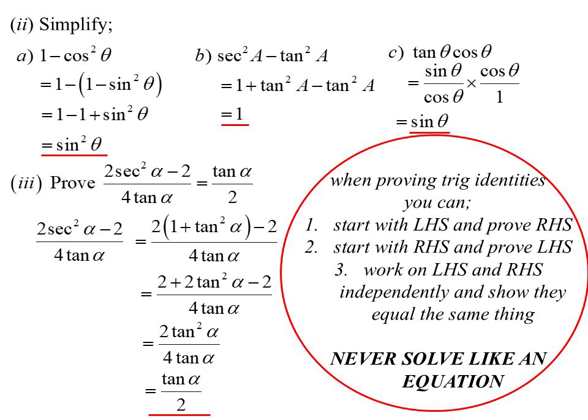So as a first step, you might think, oh, let's get rid of the denominators, and I'll multiply everything by 2 and then multiply everything by 4 tan. You can't do that because you don't know those things are equal. You're trying to prove they're equal. You're not solving an equation.